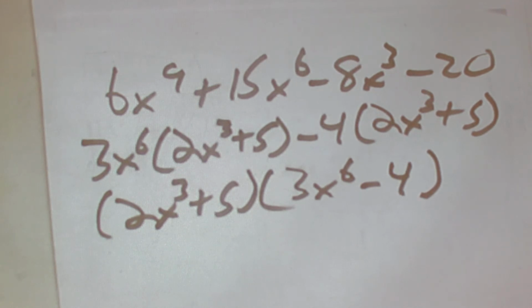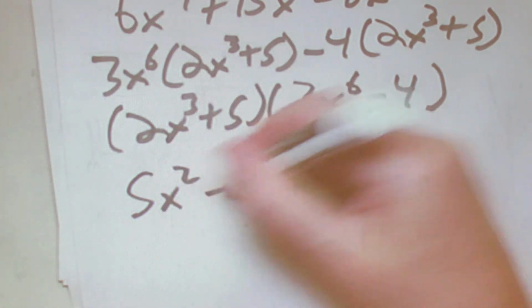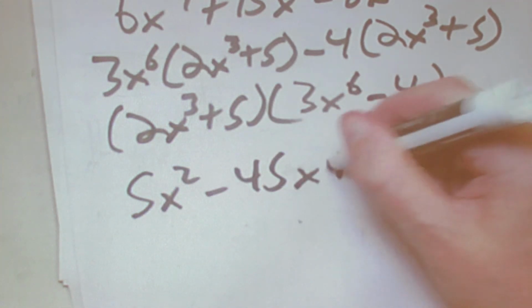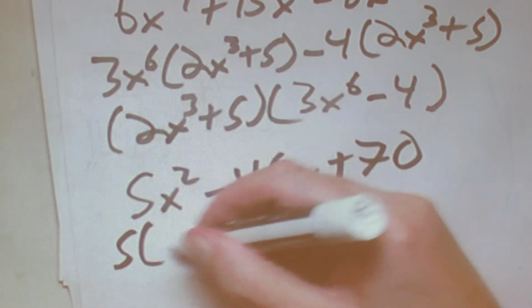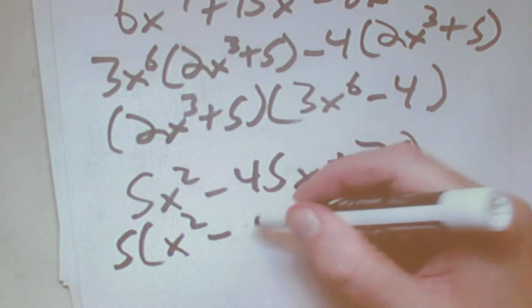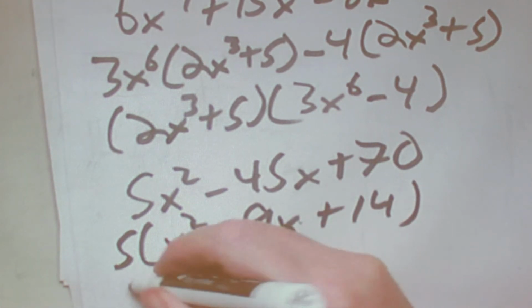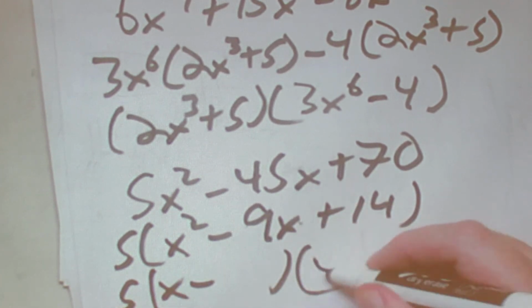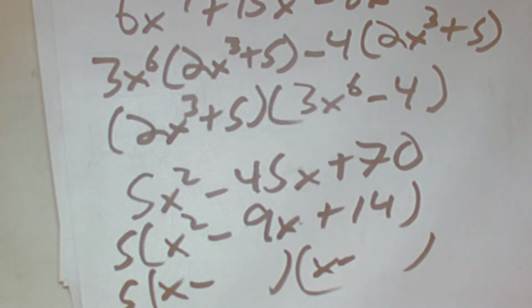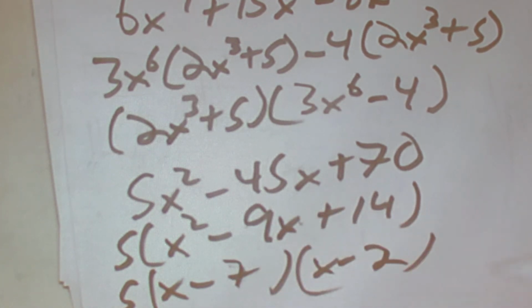Next will be something like 5x squared minus 45x plus 70. To make this easy, we can factor out the 5 first. So 5, we're left with x squared minus 9x plus 14. We keep the 5 as part of our answer. We have x minus. Our factors of 14 that add up to 9 are 7 and 2.